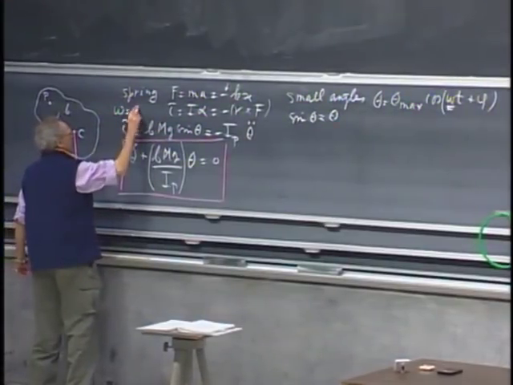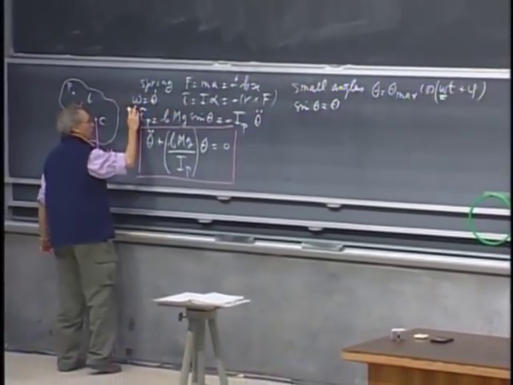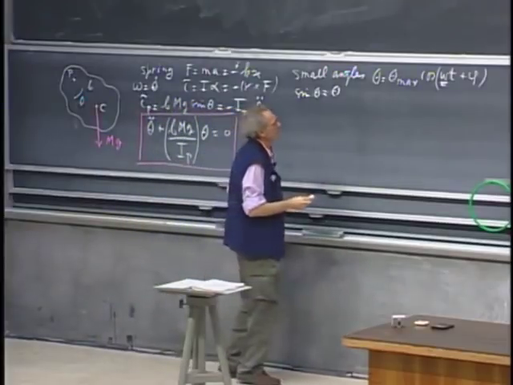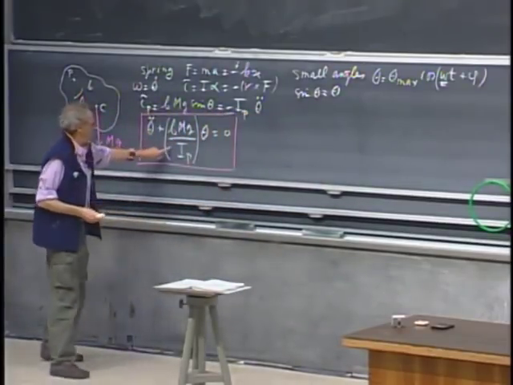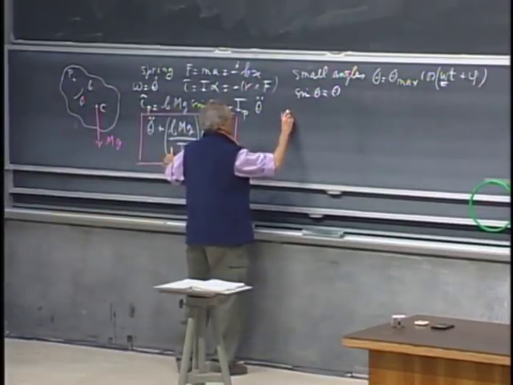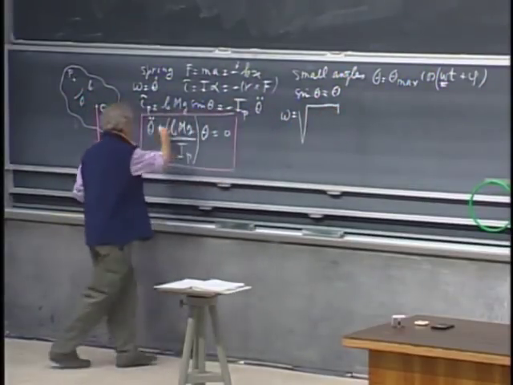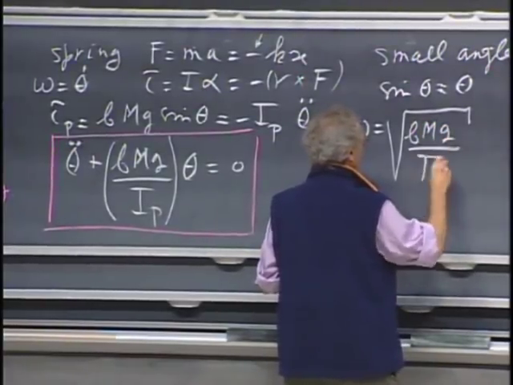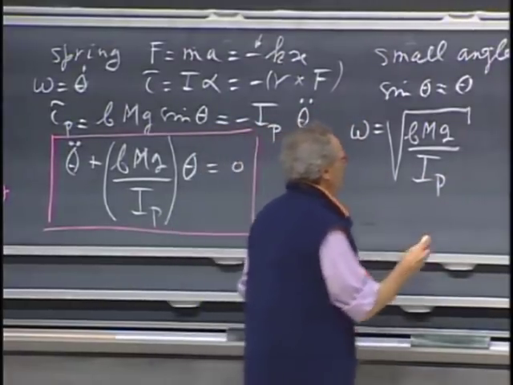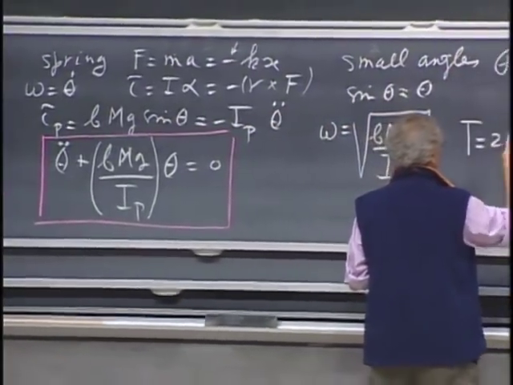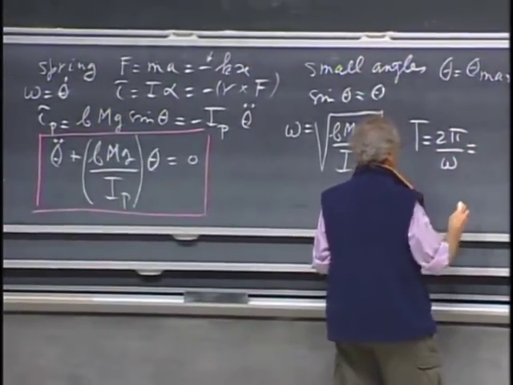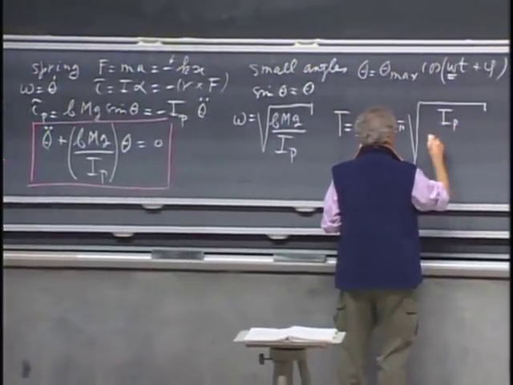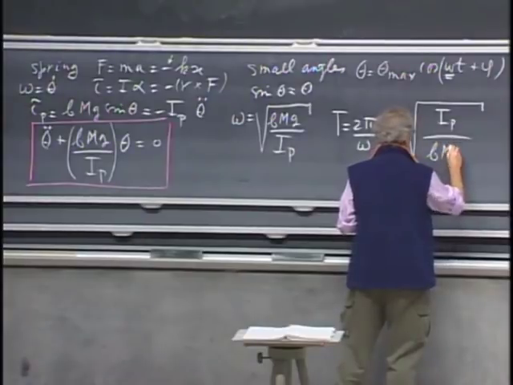Theta dot is the angular velocity, which is not a constant. The two are completely different. That is the angular frequency. So we know that the solution to this differential equation gives me omega is the square root of this constant. So that is bmg divided by the moment of inertia about that point P. And so the period of oscillation is 2 pi divided by omega, and so that is 2 pi times the square root of I relative to point P divided by b mg.